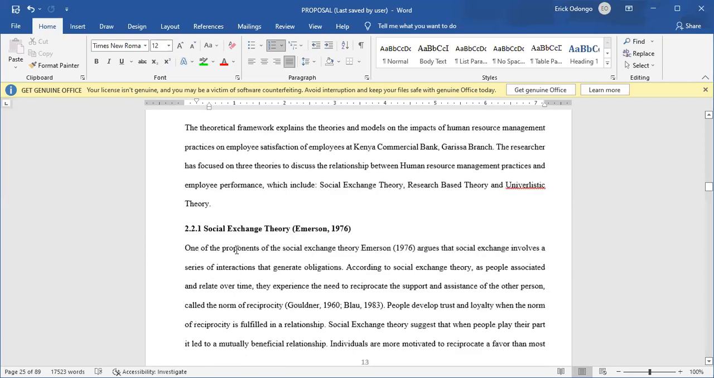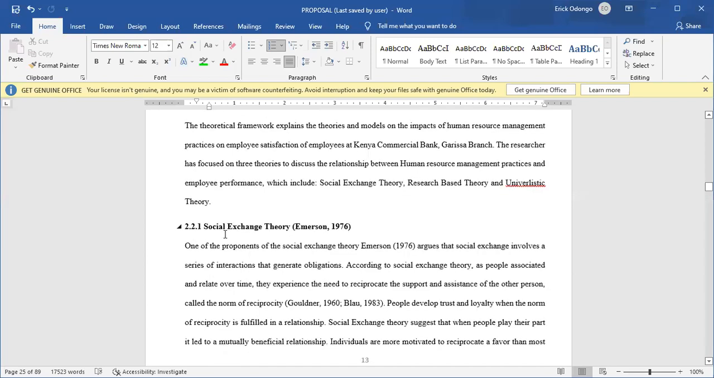Then I have my first theory, which is 2.2.1, social exchange theory. Just take a keen look at how your theories need to be written. 2.2.1, social exchange theory, in brackets, the brain behind it. That was Emerson. In which year? 1976. It will not be advisable to have a theory without the author as well as the year it was authored. So it is important to have this theory in detail, like social exchange theory, Emerson, 1976.